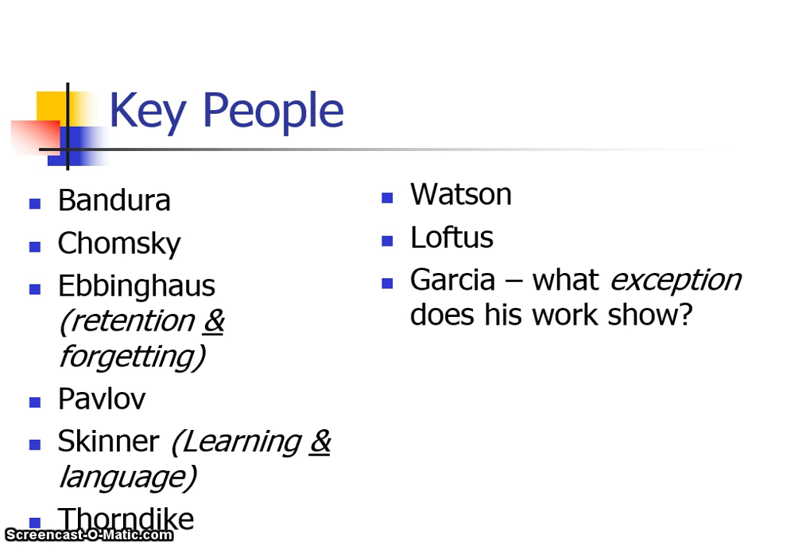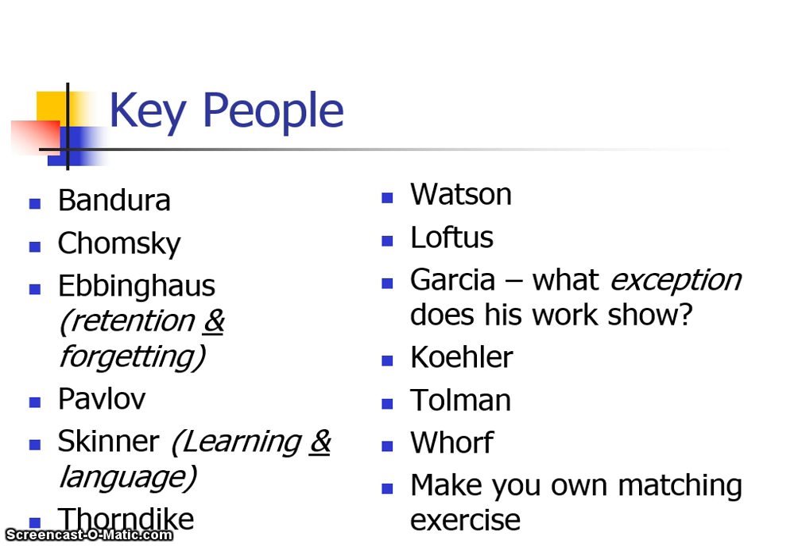Garcia's work that shows not only the biological predisposition for classical conditioning, but the exception of how the NS and the US don't have to be right together if there's a very strong UR. Wolfgang Kohler and his chimps, Tolman and his mice, Whorf and his language, linguistic determinism, and have fun making up your own matching exercise if you want to. That's a great idea, not just with definitions, but with application.